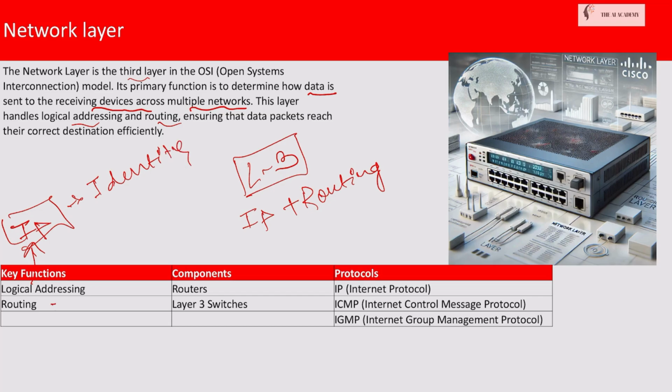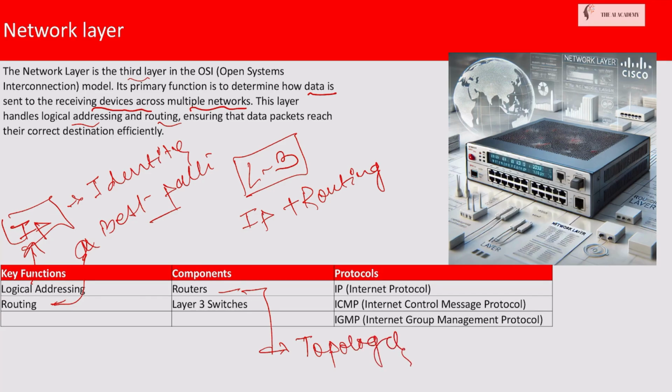Routing: the network layer is responsible for determining the best path for data packets to travel across interconnected networks. Routers and Layer 3 switches analyze the network topology and make routing decisions to forward packets to their destination. And the packet forwarding, the network layer breaks down data into packets, which are then forwarded to the next network node along the determined path. Each packet may take a different route to reach the destination.